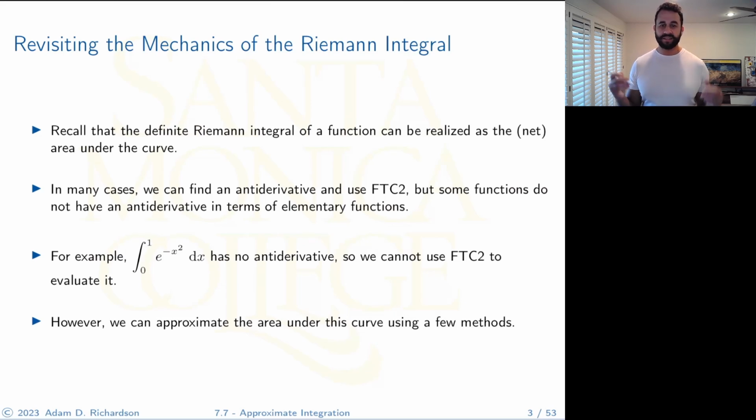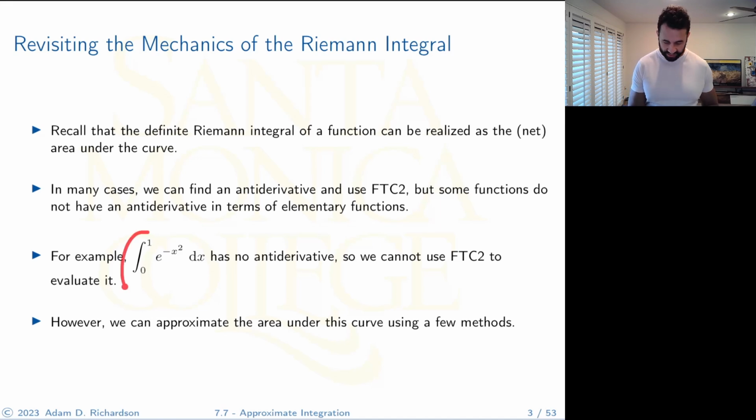Remember that the definite Riemann integral of a function is basically the area under the curve of that function. And in a lot of cases, you can just find an antiderivative of that function, use the fundamental theorem of calculus part 2, and then compute that integral to get an exact value. But there are many, many integrals that don't have an antiderivative in terms of elementary functions.